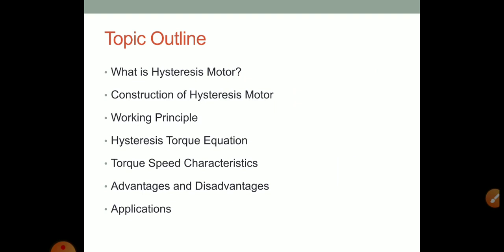Next slide is the topic outline. That means which topics we are going to cover in this lecture. First topic is what is a hysteresis motor. Next, construction of hysteresis motor, working principle of hysteresis motor, hysteresis torque equation, torque speed characteristic, advantages and disadvantages of hysteresis motor, and last one is applications.